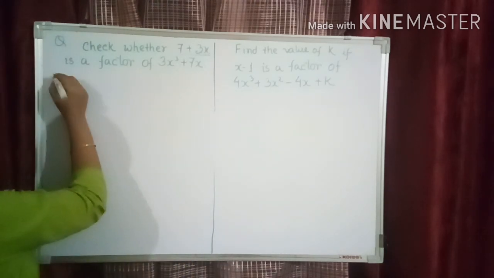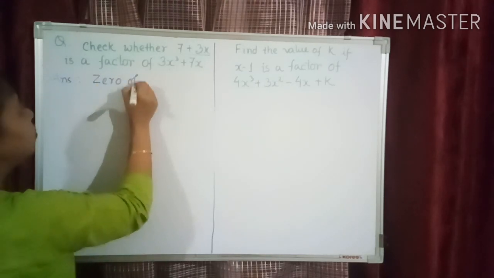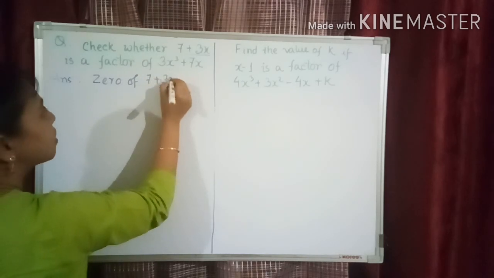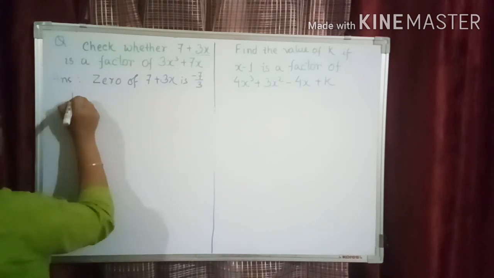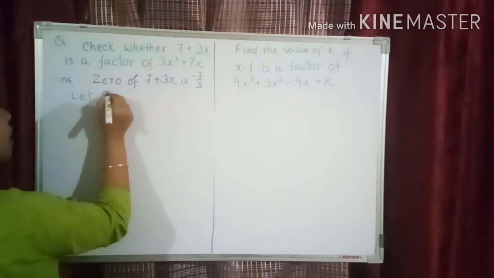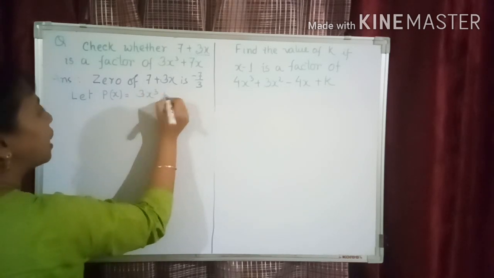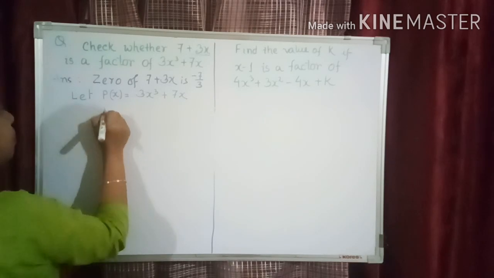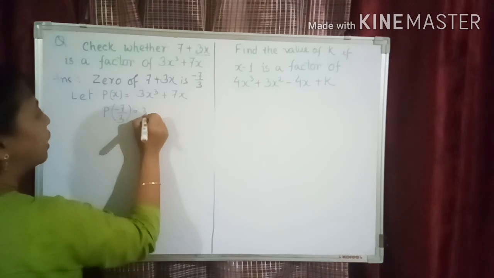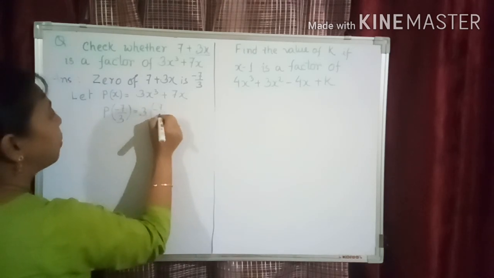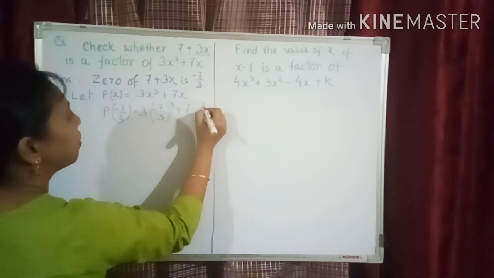So how can we write the answer? First of all, we will write the zero of 7 plus 3x is minus 7 by 3. Then we will write, let P(x) equal 3x cube plus 7x. Then P in place of x, now we will put minus 7 by 3. Then we will get 3 into minus 7 by 3 whole cube plus 7 into minus 7 by 3.